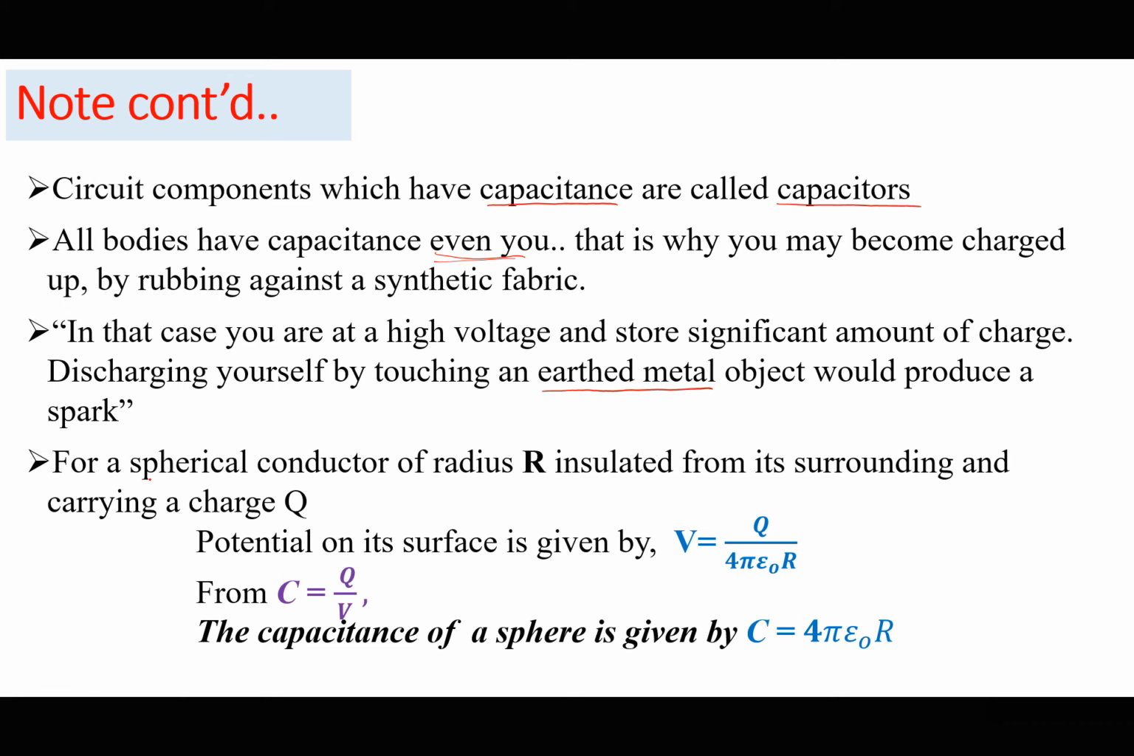So for a spherical conductor like the one we have just considered, insulated from the surrounding as we have seen, and carrying a charge q, the potential on its surface is given by this expression that you must have seen in electric fields. If I have a spherical conductor sitting on an insulator, the charges are not being lost to the surrounding, and it is connected to a power supply, one positive, one negative. So it is now being charged to a charge q and is at a potential V. The radius of the spherical conductor is R.